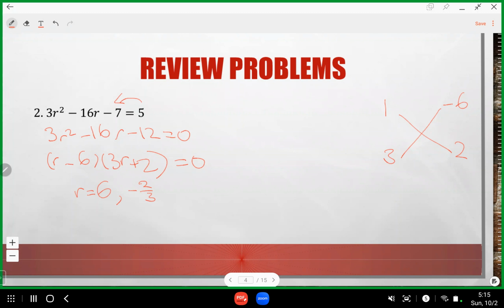Okay, remember if you plug 2/3 in for r, it must equal 0, right? So you can check your work, all right? So it's very nice when you have equations, you can just check it.